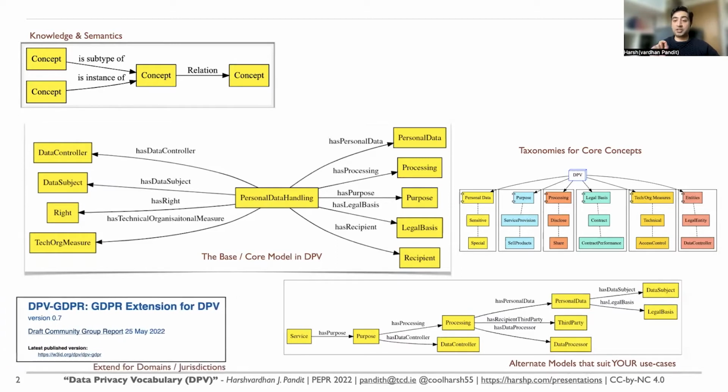And to express specific jurisdictional concepts, such as for GDPR, we extend this core vocabulary with additional concepts that are derived from these legal documents. For example, under GDPR, you have specific forms of consent, such as regular consent or explicit consent. So if you want to express that my data simply is based on consent, you can use the basic or core model in DPV. But if you want to be very specific and explicit that I want to use this form of consent as under GDPR, you can express that using the DPV GDPR extension.